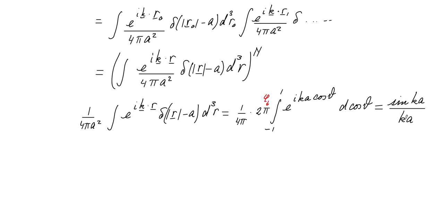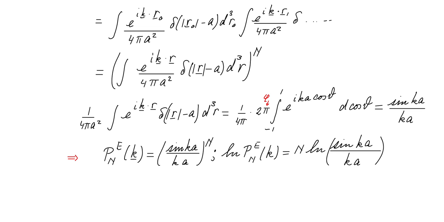And that needs to be raised to the power n in order to find the end-to-end distance distribution. So we have P_en of k is sine ka over ka to the power n. And that's not the most convenient form in which we can find concrete results. So we take the logarithm. When we take the logarithm, we have the following expression. The logarithm of P is n times the log of sine ka over ka.